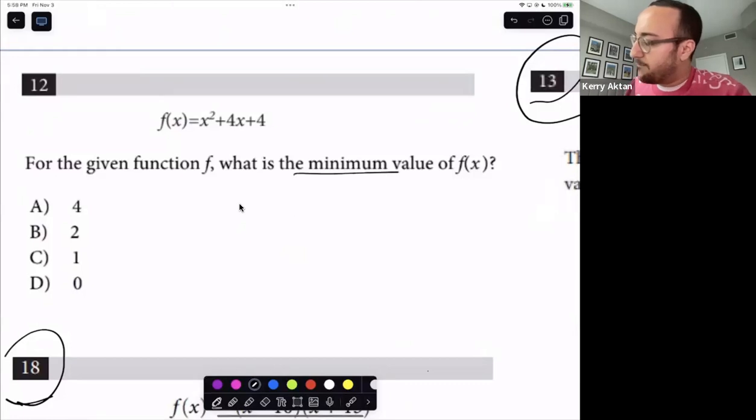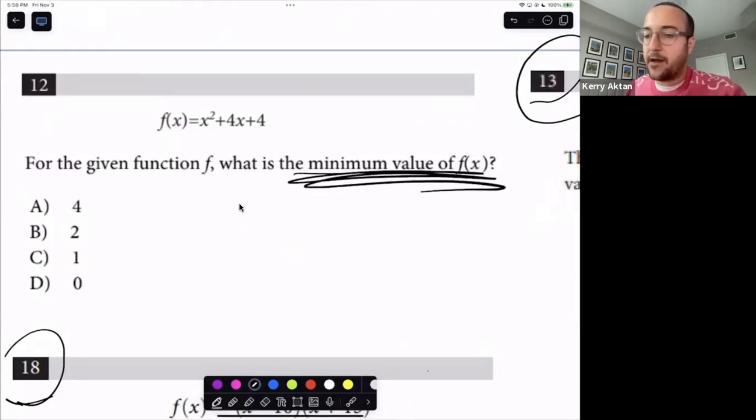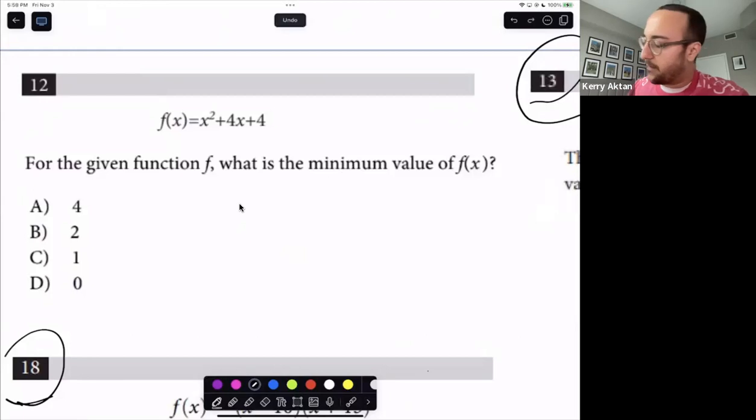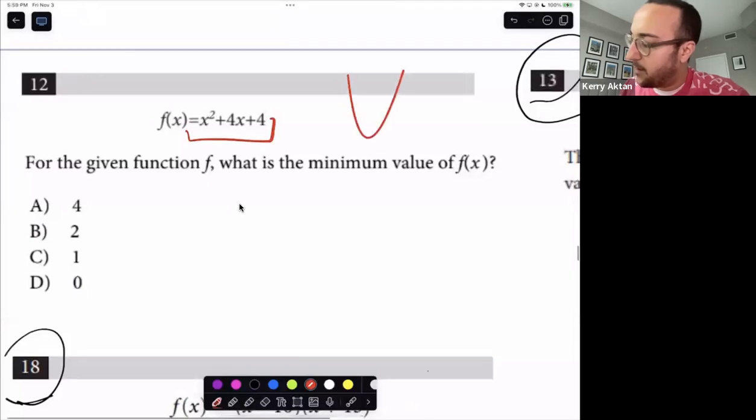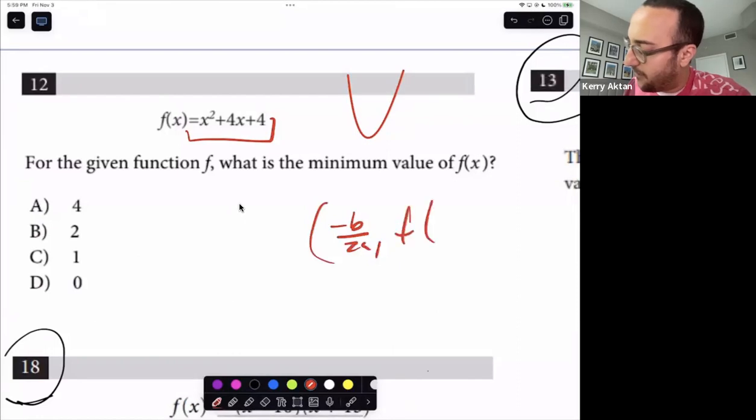First of all, what is the minimum value? There's two different ways to look at this. Guys, write this down if you don't know this. In standard form like this, how do you find the vertex? Remember that this is a parabola. How do you find the vertex? It's negative b over 2a, comma, f of negative b over 2a.